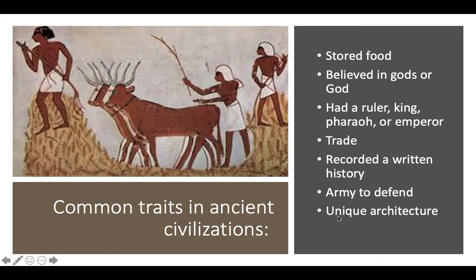And then the last thing that is common, they each had their own unique ways of building. And that's what architecture is, how you build where you live. So every civilization decided what was beautiful, and they used what they had around them to build their special places of worship or their own homes. So they each had unique architecture too.